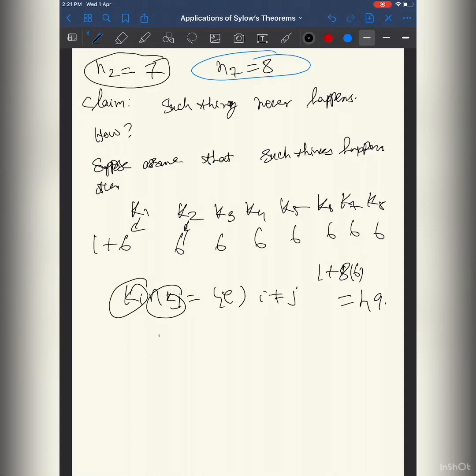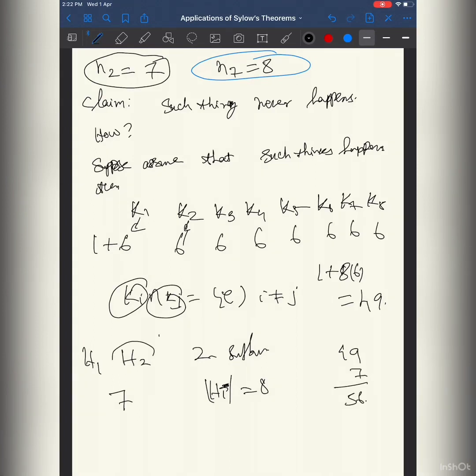Now remember that I have 2-Sylow subgroups, let's say H1 and H2, at least 2 Sylow subgroups I will get, because N2 is 7. Then I will count from here. The identity is already counted. Then this will give me 7 elements. How? Because the order of this is 8, the order of this is 8, and I already counted 1, and all the element orders are powers of 2, so this will give 7. So 49 plus 7 is 56.